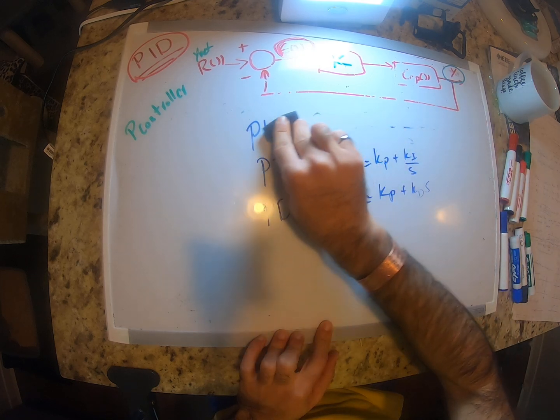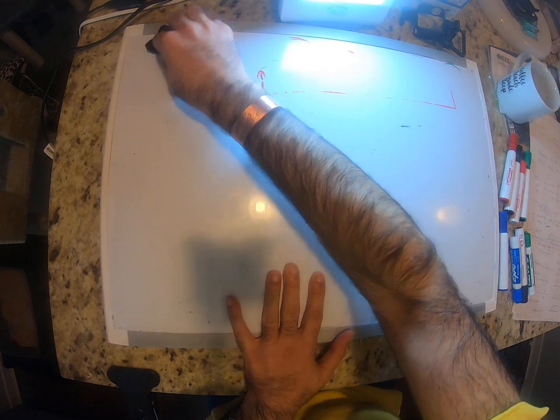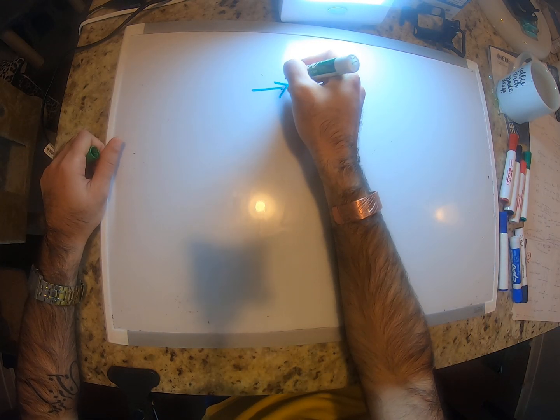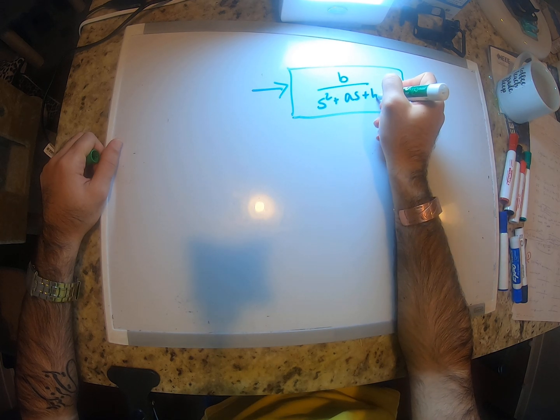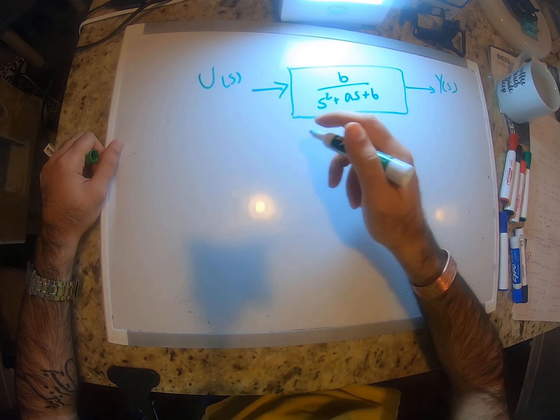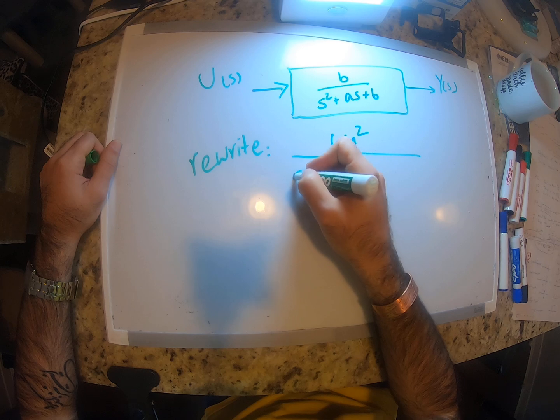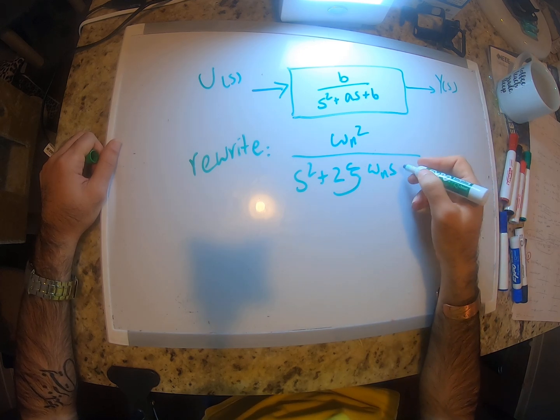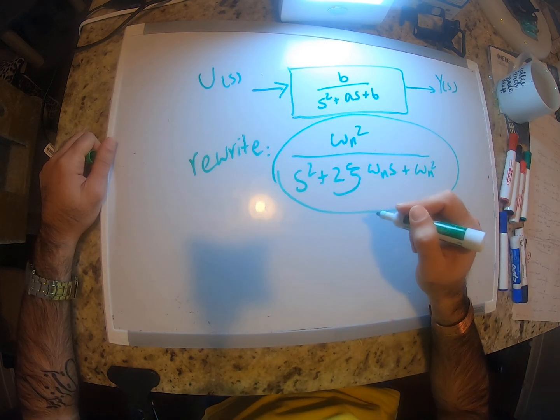Now let's just look at the general form for second order systems. So the general form for a second order system would be something like this: b divided by s squared plus a s plus b. Okay, and we can rewrite this transfer function into this format: omega n squared divided by s squared plus 2 zeta omega n s plus omega n squared. Okay, so this is the general form of a second order transfer function.